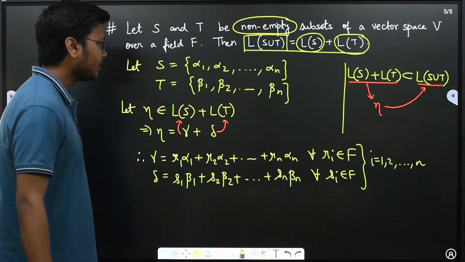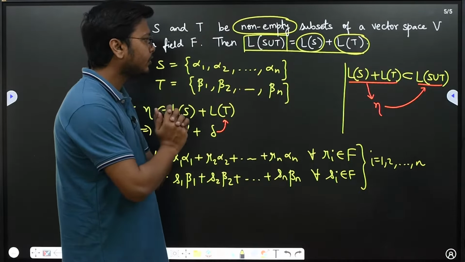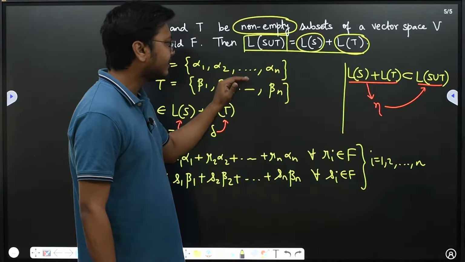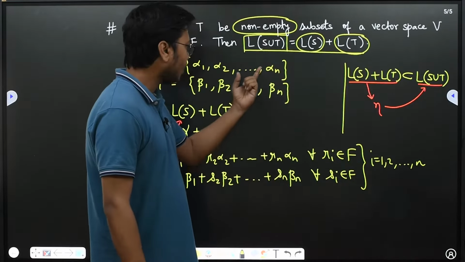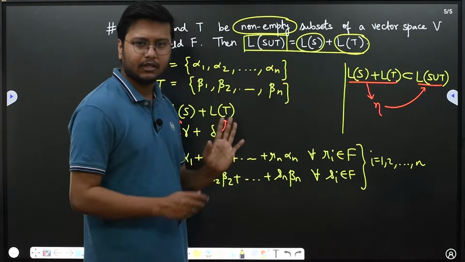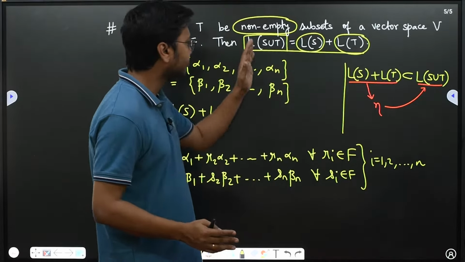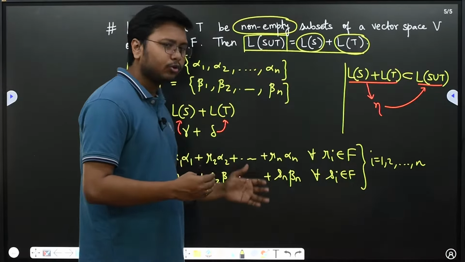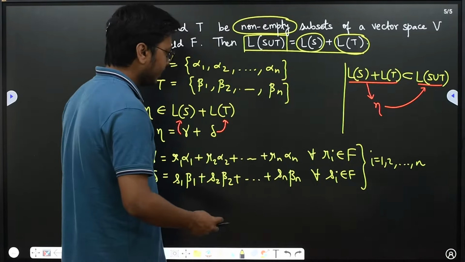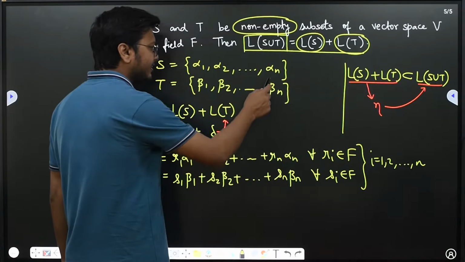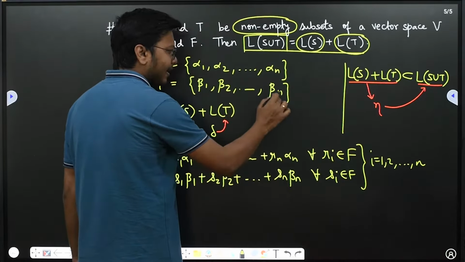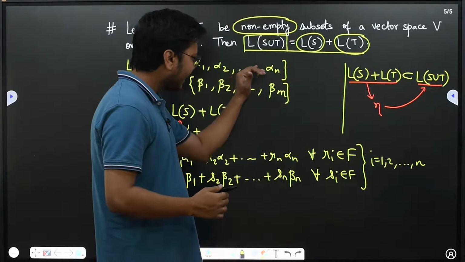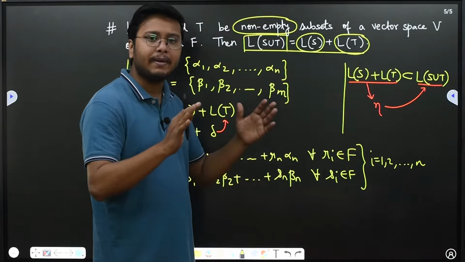Now one more thing you could have asked: why is the cardinality of S and T the same? Why are they both n? That's not necessary, because these are simply two non-empty subsets. So I'll make my approach more generalized. Let me improve my approach. Instead of taking n elements in the T set, let me make it m elements, where n may or may not equal m.